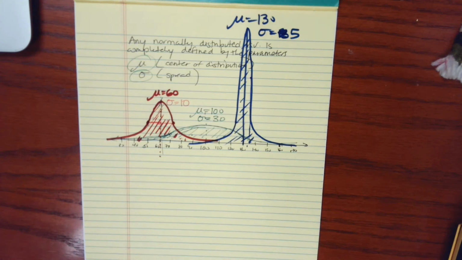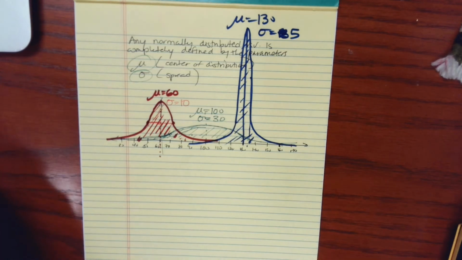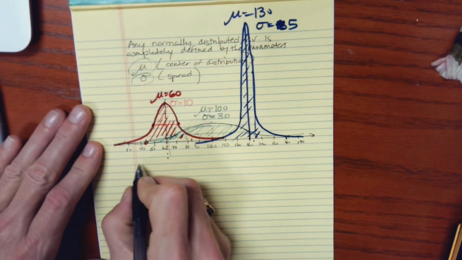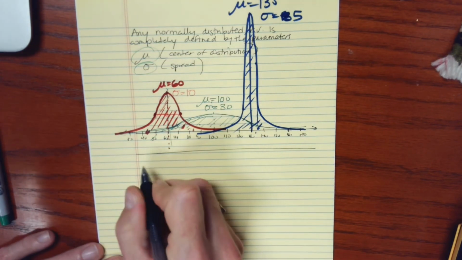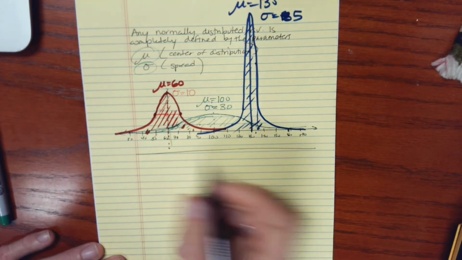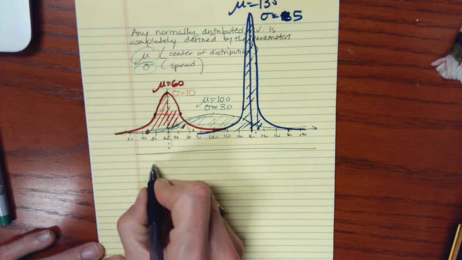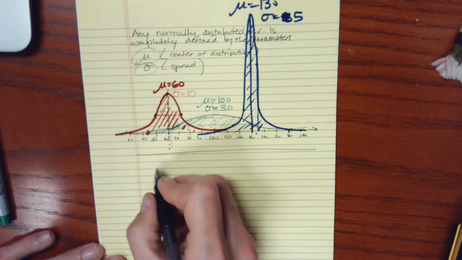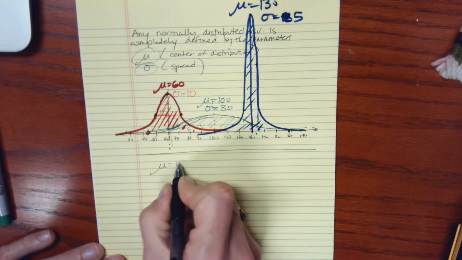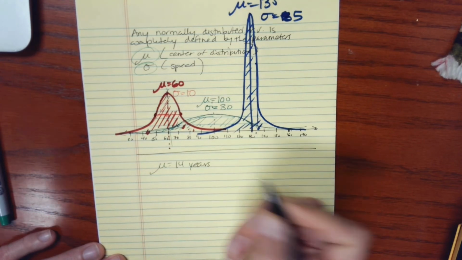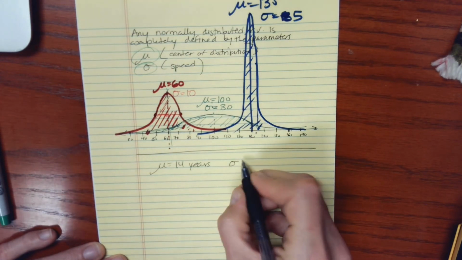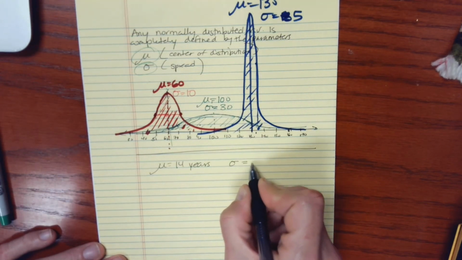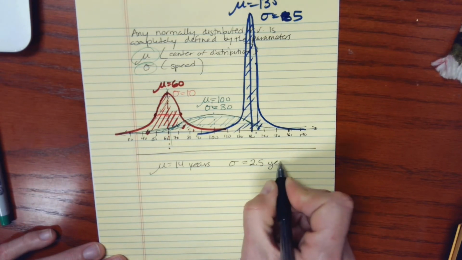Okay, so with that in mind, let's look at an example, an application of the normal distribution. Let's say that you know that the lives of refrigerators are normally distributed. And the average life for a refrigerator is 14 years. But not every refrigerator lasts exactly 14 years. There's some variety. And so the standard deviation is 2.5 years.